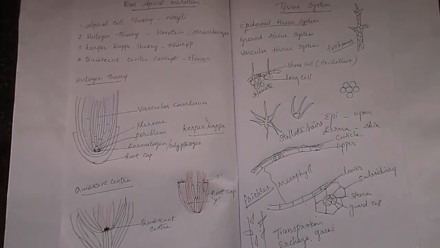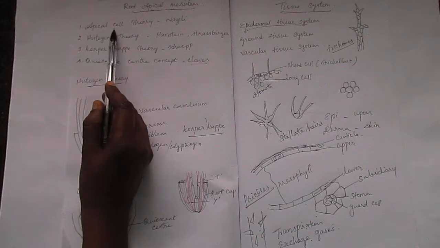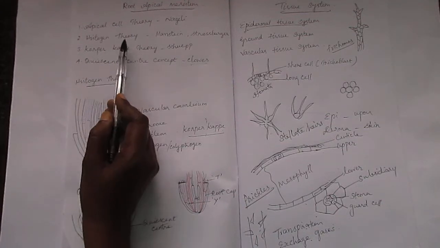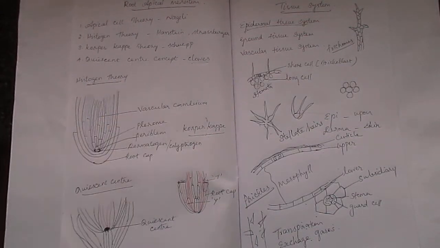There are different theories proposed to explain root apical meristem organization. Four different theories, namely apical cell theory, histogen theory, Carper-Cape theory and quiescent center concept. Let's see one by one.